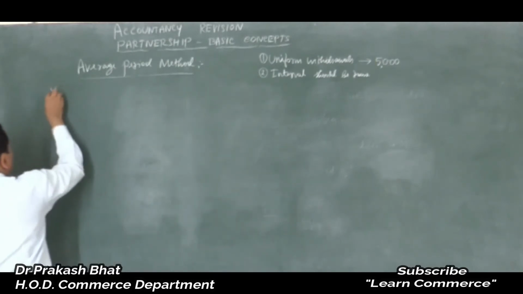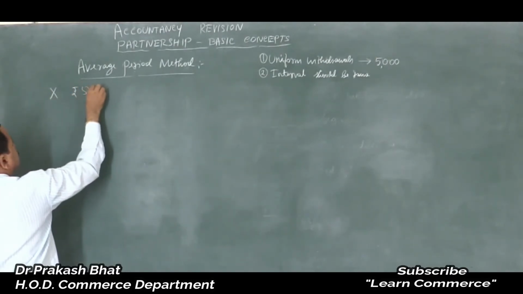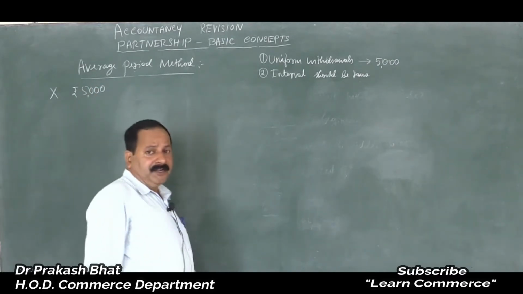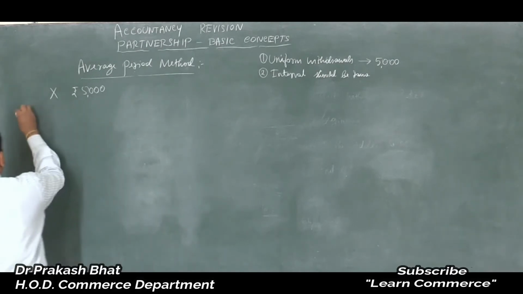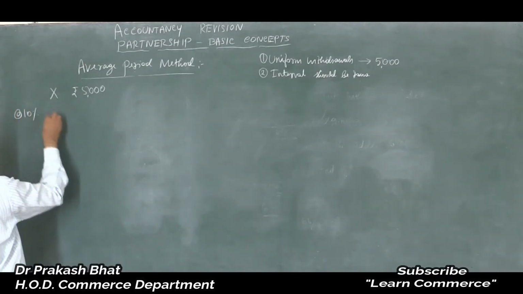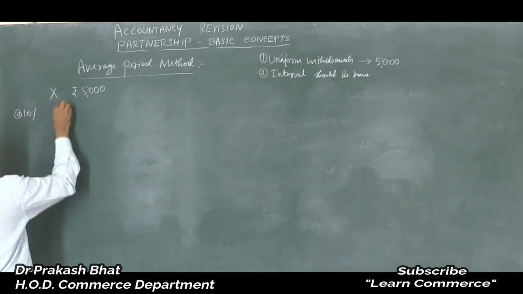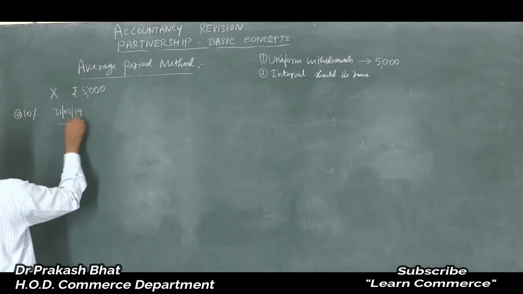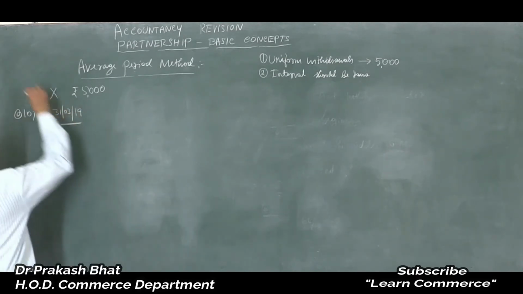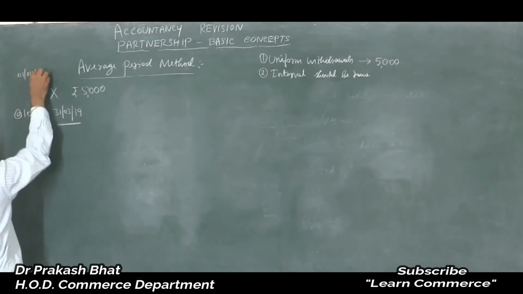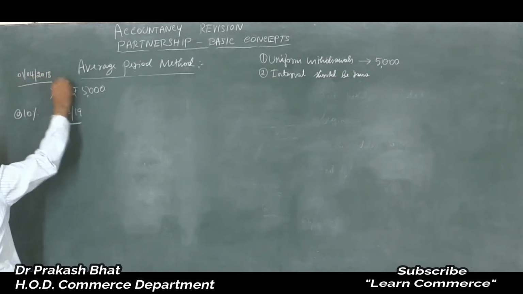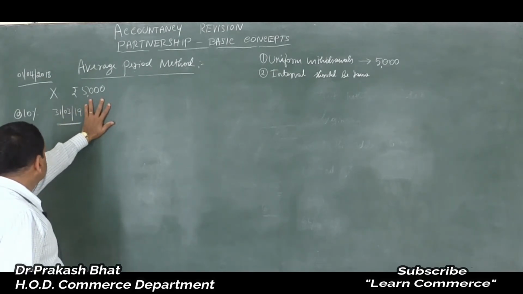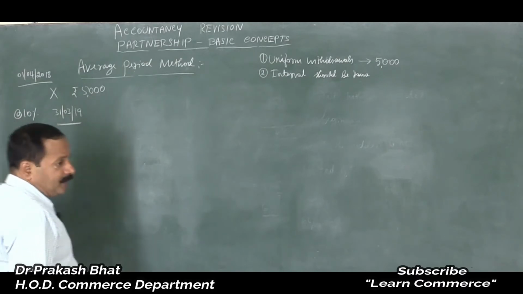Mr. X has withdrawn rupees 5,000 at the beginning of each month, and interest on drawing should be charged at the rate of 10%. Year ends on 31st March of next year. Let us take it as 2019. Year has started on 1st April 2018, and year ends on 31st March of the next year. Withdrawals were 5,000 and interest on drawing should be charged at the rate of 10%.